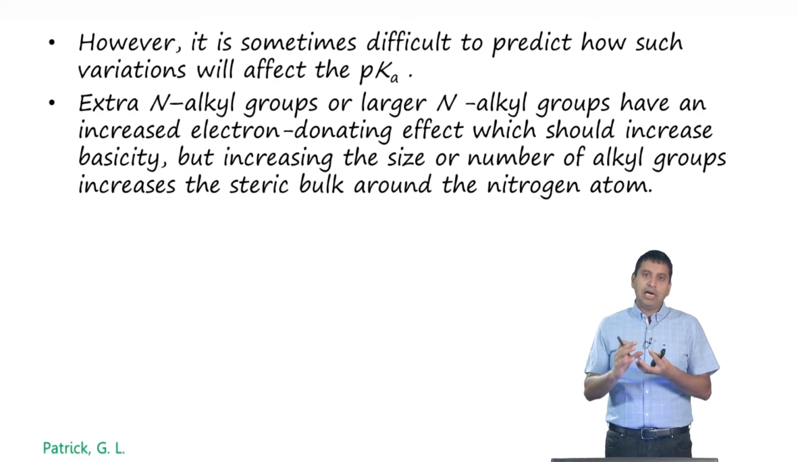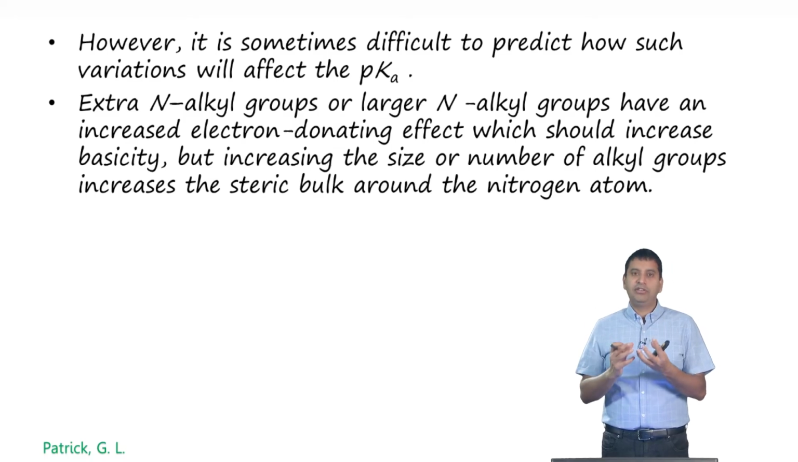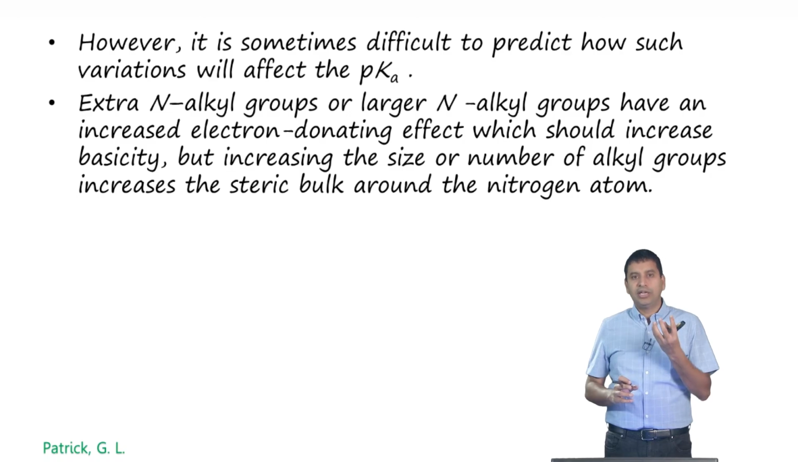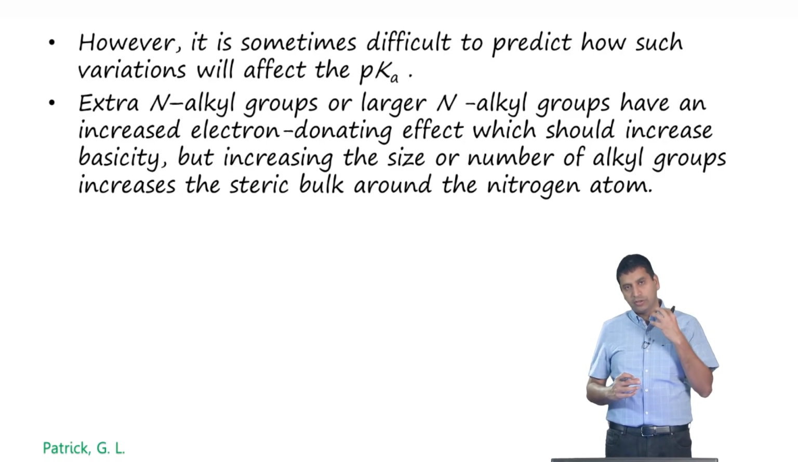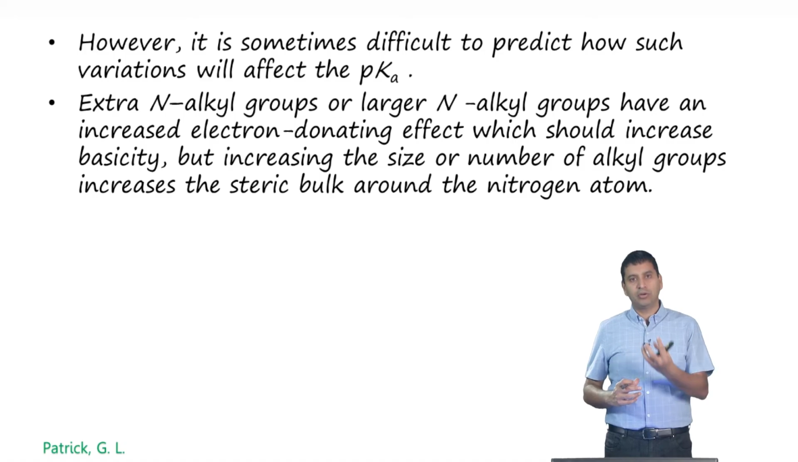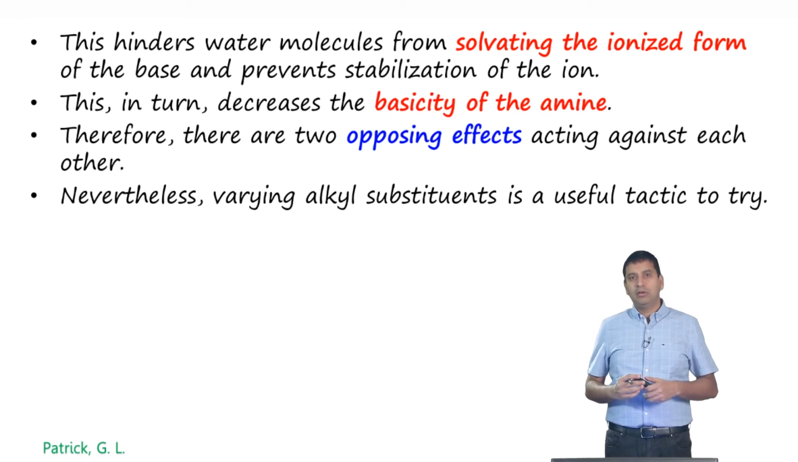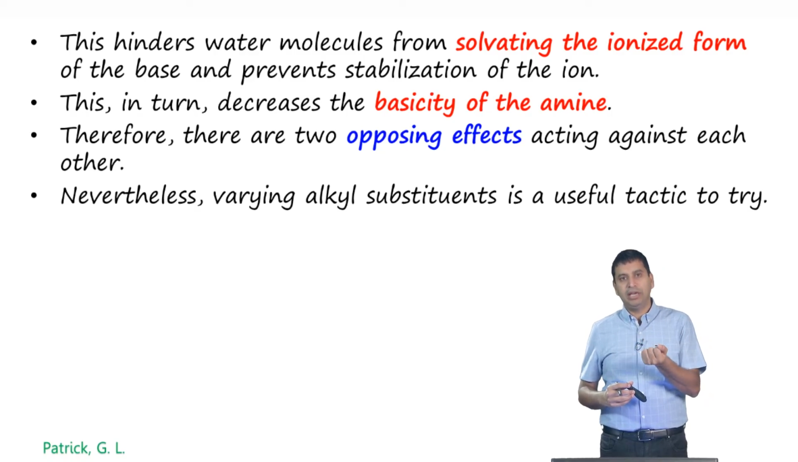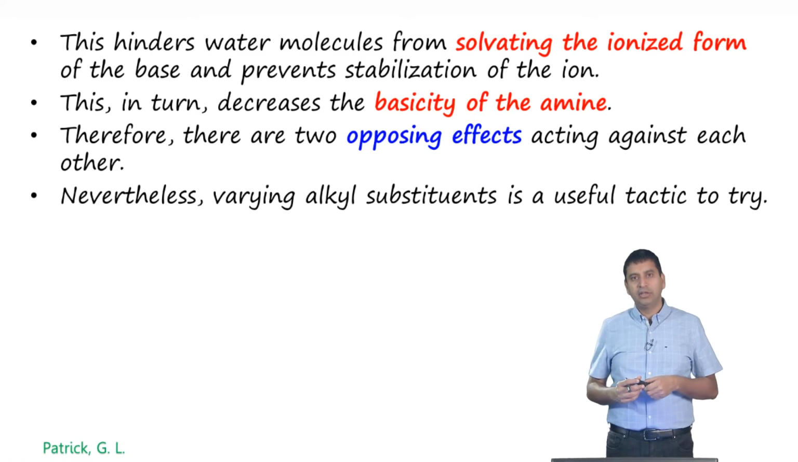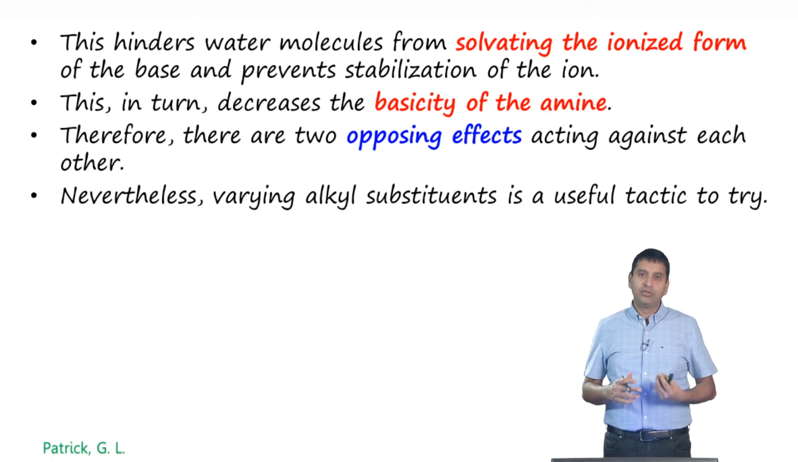For example, when you add an extra methyl group or an alkyl group to an amine, because of the electron donating effect of the alkyl group, the basicity will increase, but you are also increasing the steric bulk around the nitrogen. Therefore, the ability of that lone pair to interact with a proton also goes down. So, this sometimes can have opposite effects, and it makes it a little bit unpredictable as to what will happen. It will hinder the water molecule from solvating the ionized form of the base, and it prevents stabilization of the ion, and this in turn decreases the basicity of the amine. Nevertheless, varying alkyl substituents is a useful tactic to try.